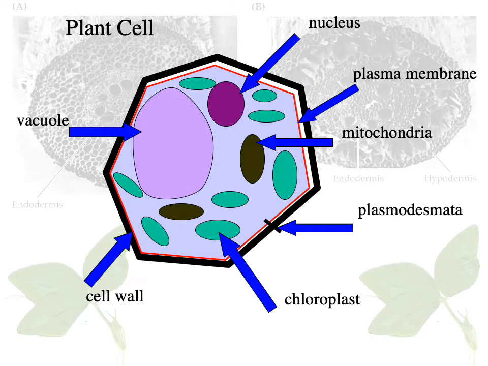A quick visual, very basic visual. You see that at the top is a nucleus where the DNA is contained. You see the red line just inside the dark, thick black line. That's the membrane that allows passage into and out of the cell. It's a semi-permeable membrane. The dark black line is the cell wall.